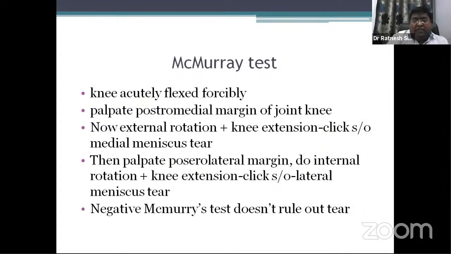McMurray test, it is done for meniscal tear. Firstly, the knee is acutely flexed forcibly. Now palpate the posteromedial margin of the knee joint. And now gradually external rotation and knee extension is done. Any click or pain is suggestive of medial meniscus tear. Now the knee is again flexed, and now palpate the posterolateral margin and do internal rotation plus knee extension. Any click or pain in this position is suggestive of lateral meniscus tear. A negative McMurray test does not rule out any tear.